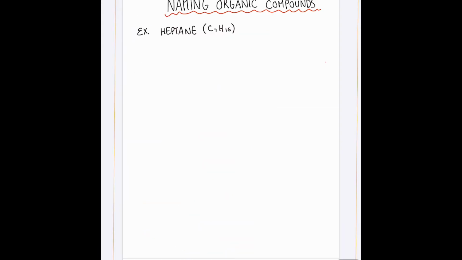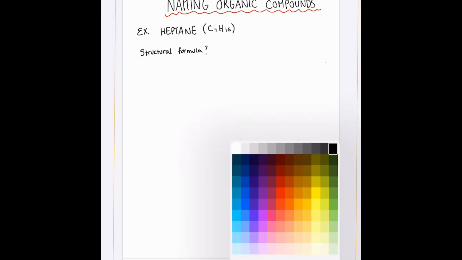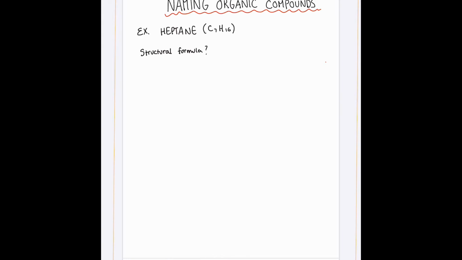Okay, so let's try one. Let's try to draw heptane in all of these different formulas. So heptane, the molecular formula would be C7H16 because it has 7 carbons and 16 hydrogens. So if we're trying to draw it with the structural formula, we would first draw 7 carbons, all connected by a single bond, and then draw our hydrogens around it.